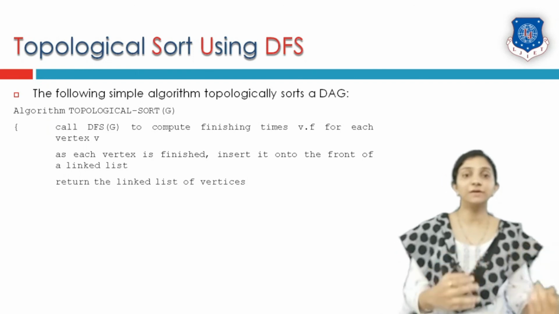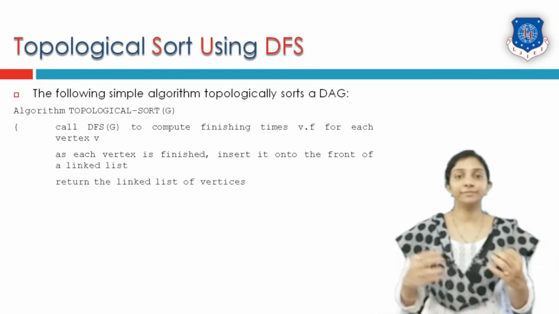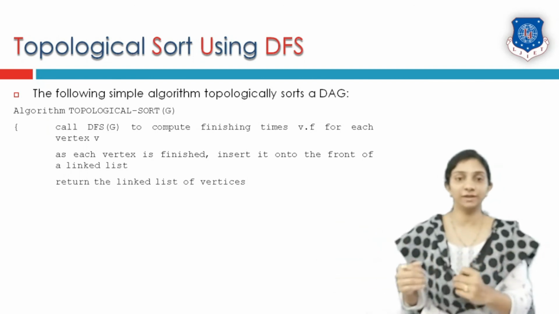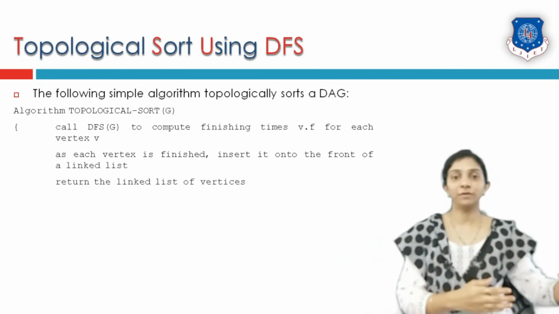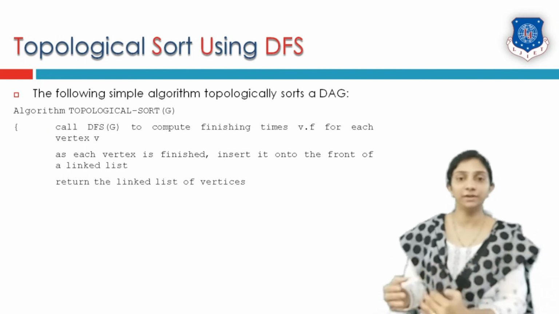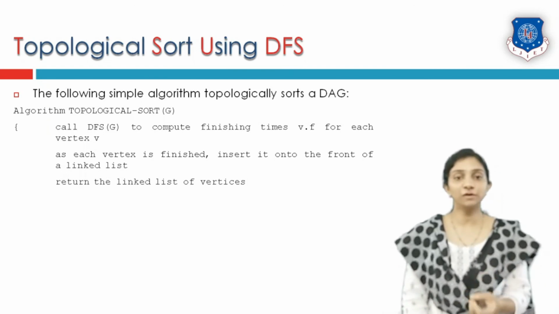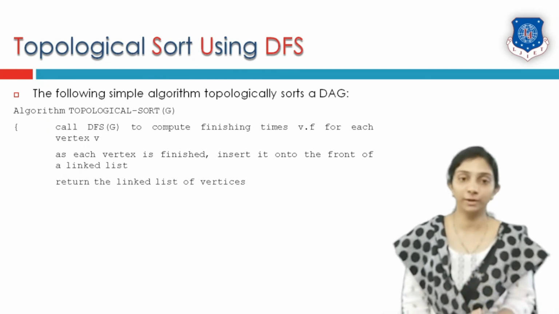So the first vertex that gets completed is our last vertex. For the next finished vertex, we come ahead of it, and so on. We create a list, and that linked list is nothing but your list of topologically sorted vertices.